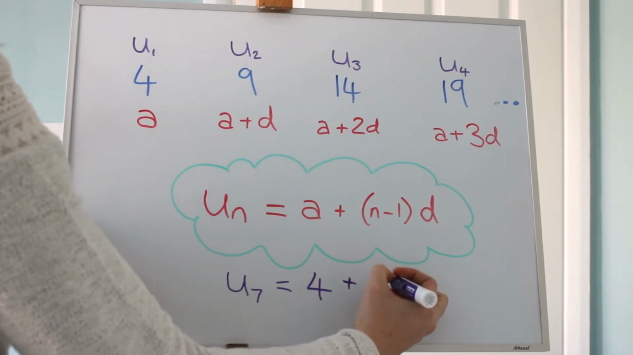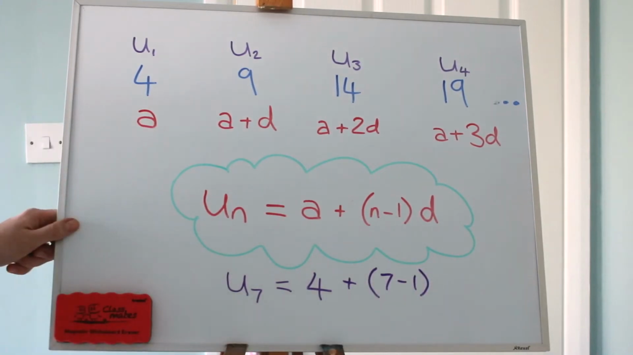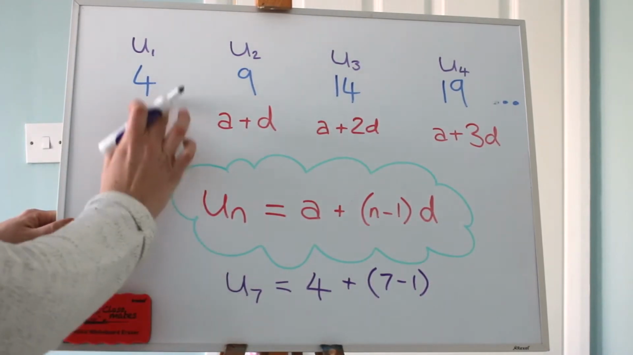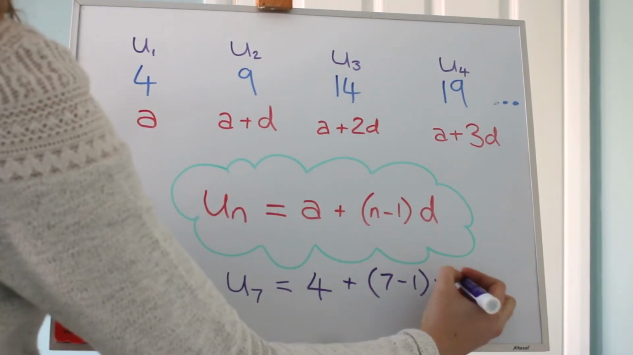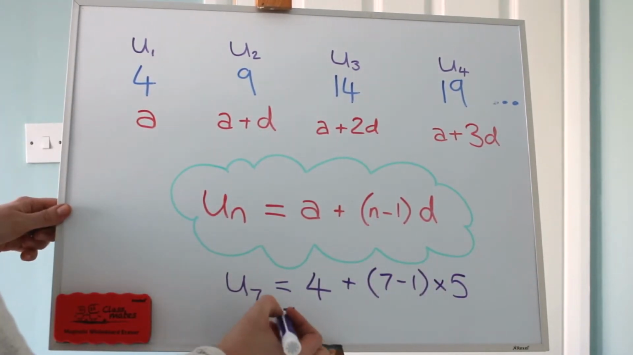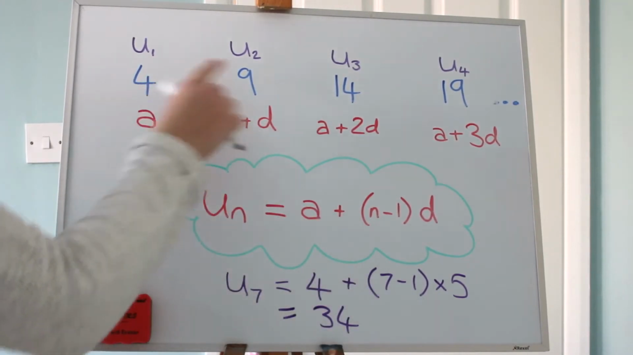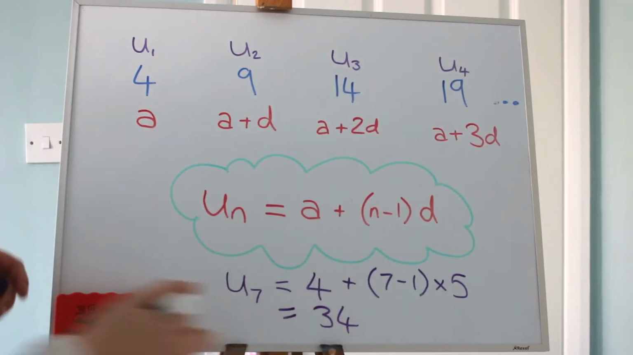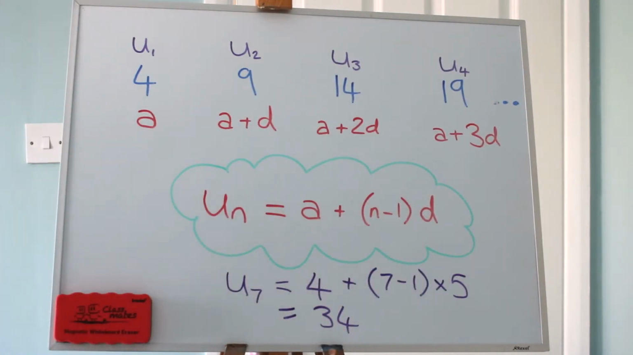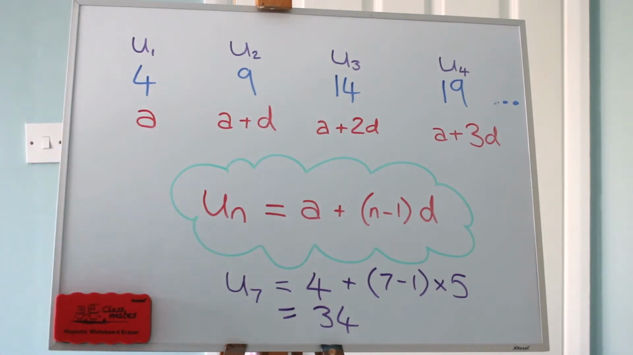because N is 7, we'll put that in as N minus 1, and we're multiplying by the difference. The difference in this sequence, as we said, was 5, so we're timesing by 5. In your head or using the calculator, that gives us 34. And you can check that by just adding 5 each time until you get to the 7th one. Hopefully you get 34.